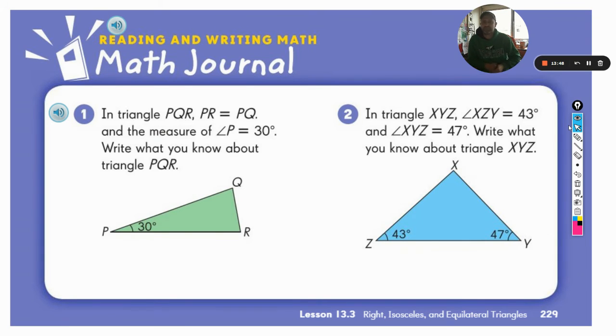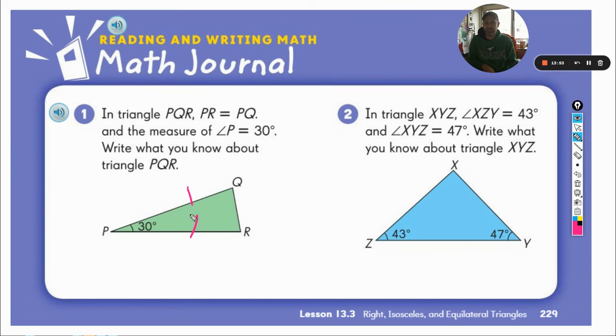Okay. Triangle PQR, PR equals PQ, and the measure of angle P is 30. Write what you know about triangle PQR. You can pause me and do that. All right, you ready? I know it's isosceles. I know it's acute. I know that the other two angles add up to 150, so each one is 75. And I think that's about it.